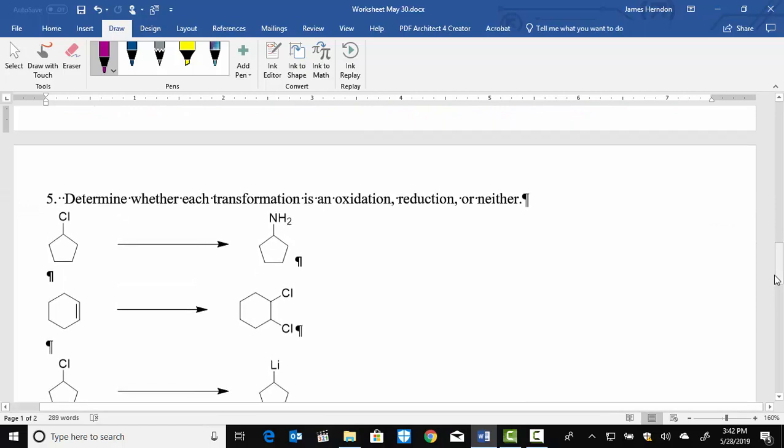Okay, we're going to determine whether each transformation is oxidation, reduction, or neither. Okay, so the first thing to remember is bond line diagrams. They're not necessarily your friends in this type of equation.